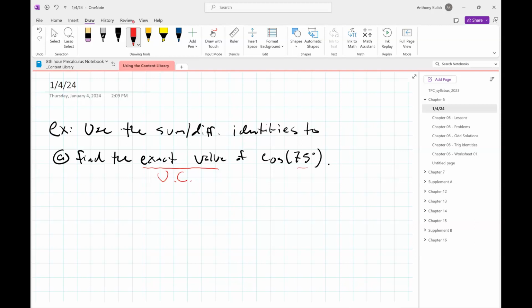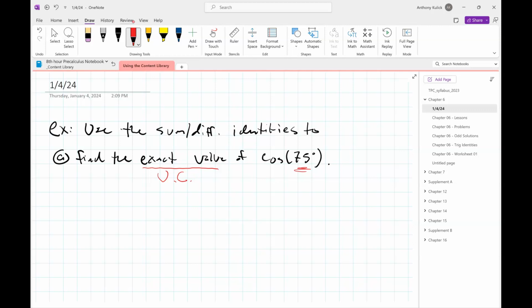The problem is 75 degrees. Is that a unit circle angle? If you're not sure, go and flip your identity sheet over. There's a unit circle on the back. See if there's a 75 degrees on that unit circle. There's not.